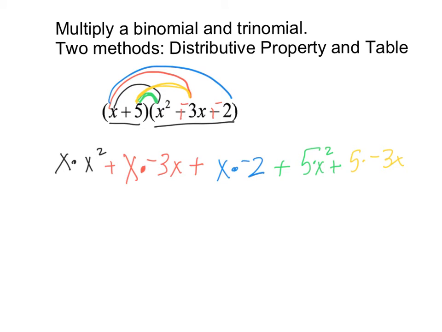Whew. Well, there goes finding another color. I'll use black again, I guess. All right, 5, the second term times the third term, plus 5 times negative 2. Now I'm going to simplify.